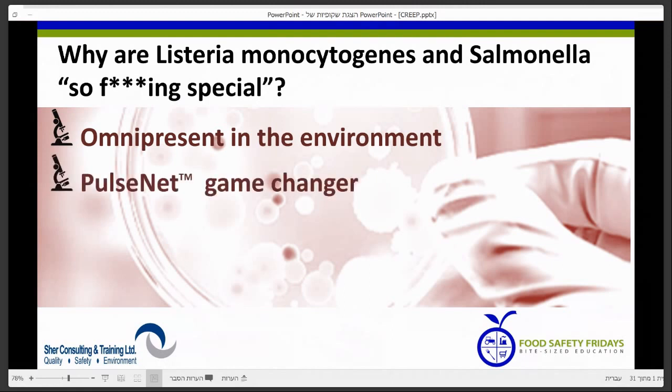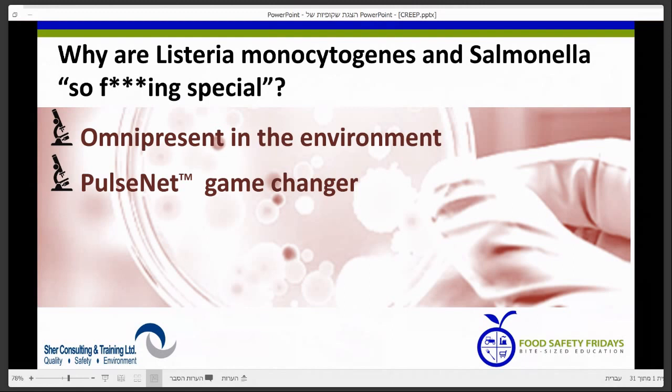Another reason why they're so special is because in the last 10, 15 years, we've seen more and more recalls and incidents that were initiated because of PulseNet. This is the international network of laboratories that is hooked up with the Centers for Disease Control in the United States and other health authorities. The way it works is when a clinic identifies a human being that is ill with a pathogen, then the pathogen is analyzed for its DNA, and different people are compared by PulseNet. And if there is a national or international outbreak, it is identified.